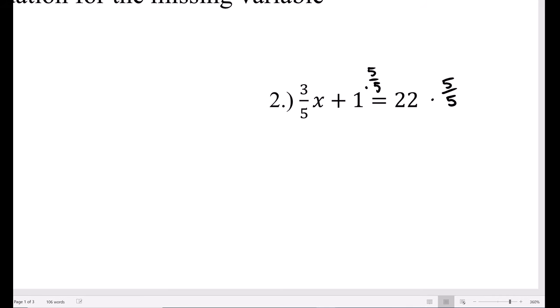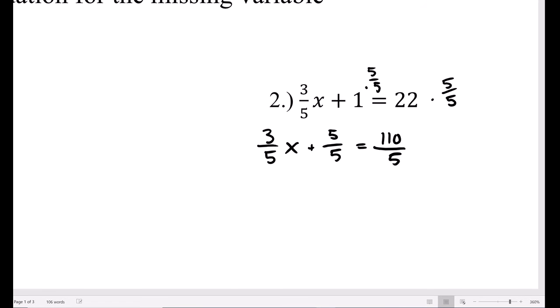Okay, so all I'm doing is rewriting those constants. So this will be 3/5x plus 5/5 equals, and then I have to do 22 times 5, which gives me 110/5. Okay, and again, when I'm multiplying by a number over itself, that's not changing the value at all, because 5/5 is equal to 1. So essentially I'm multiplying those two things by 1. I'm just doing it in a way that looks different.